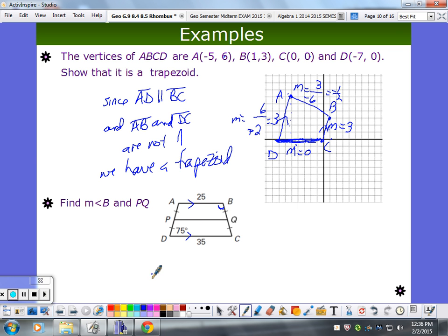I want to find angle B. What am I going to do here? Gary, what can I do here? Yeah, how can you tell?